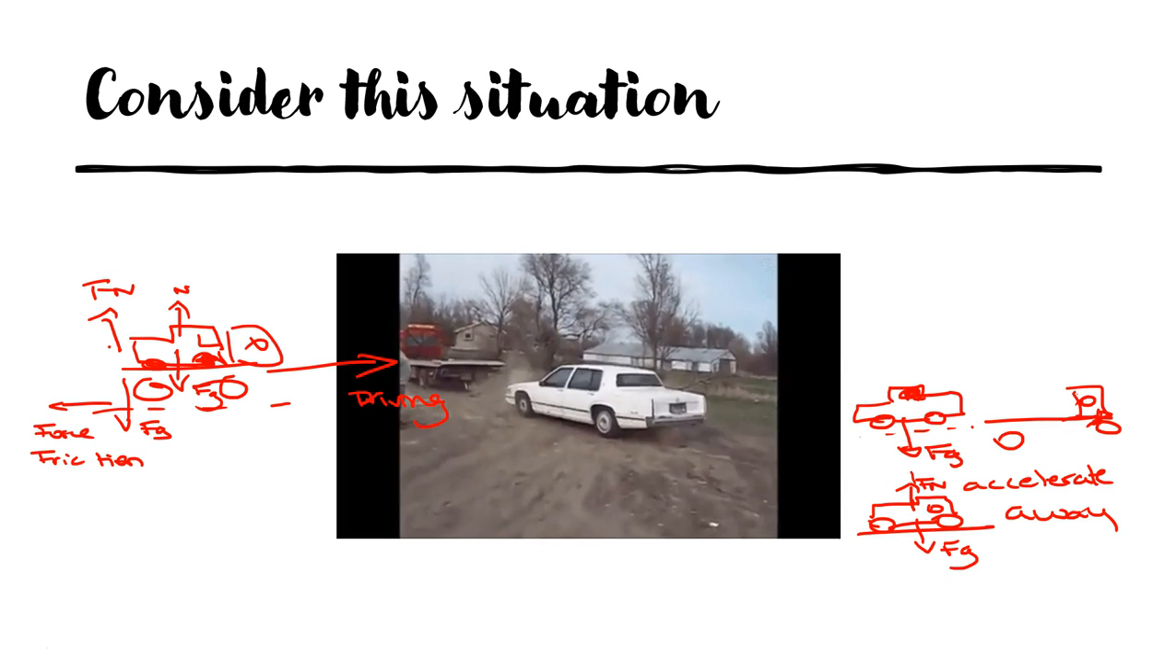But this is a classic example of Newton's first law. The truck had a driving force. There was a force being applied to change its motion. But because the car was stationary and there was no force present to change its motion, it stayed in place.